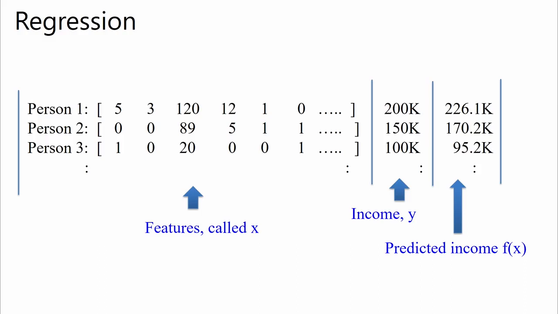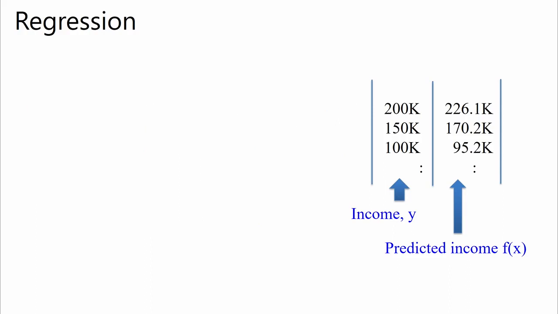Okay, so here's our training data, the features here, and the labels, which are real valued. In this case, it's income. And then we also have the predictions, f of x, over here on the right. Now, just looking at these two columns, we have to figure out how to evaluate the closeness of the truth y to what we predicted, which is f of x.